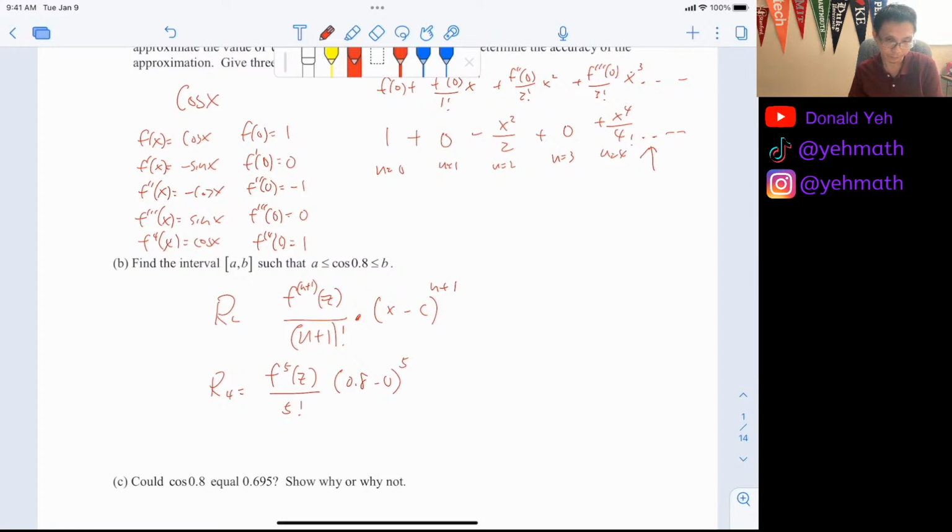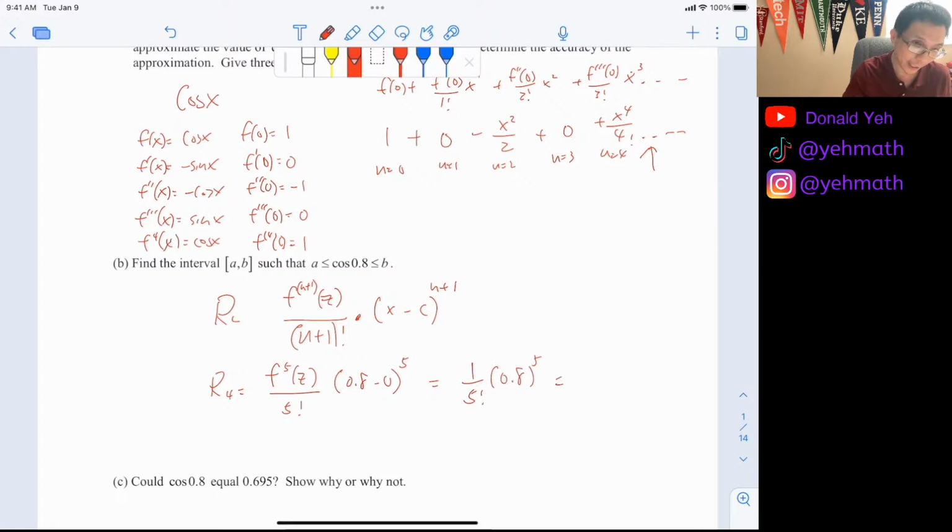What does z mean? This is the part that I am kind of confused about, and the book didn't really explain it. So this is what the answer sheet says: f of 5 of z has a maximum value at 1. This part has to be at 1, according to my answer sheet. Because if you take the derivative, it doesn't matter what value you plug in, your maximum is going to be 1. So we're going to replace that with 1 over 5th factorial times 0.8 to the 5th.